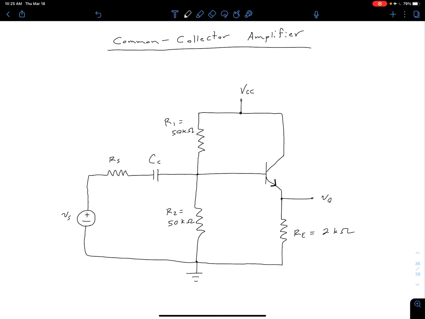We're finally finished looking at our common emitter circuit, so now we're going to move on and look at a different configuration, our common collector amplifier. As we'll see later, this is oftentimes referred to as an emitter follower amplifier as well. So we're going to consider this simple circuit here.